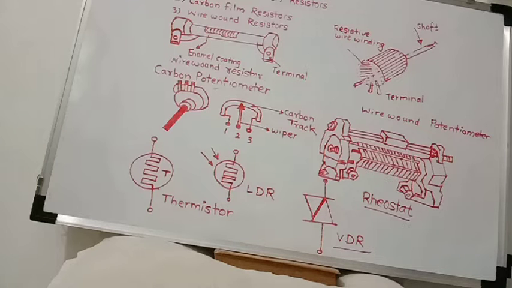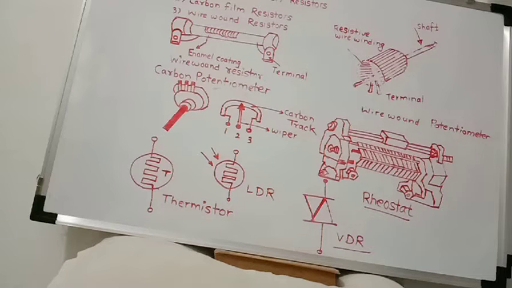Fixed type resistors, the resistance value is fixed. We cannot change or vary the resistance value. For example, suppose a 100 ohm fixed resistance, having color brown, black, brown, we cannot change this resistance value. So it is called a fixed resistor.